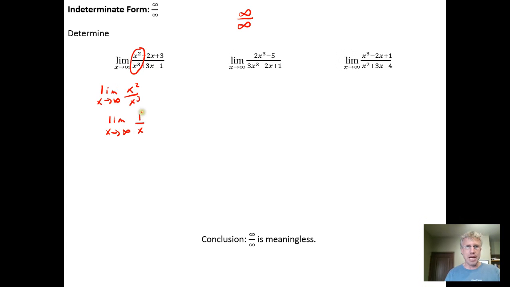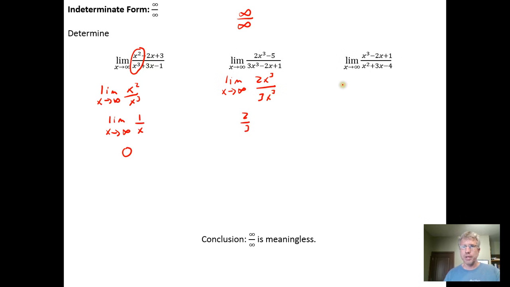And now we have a constant numerator with the denominator that's getting infinitely large, so 1 over something infinitely large is just going to be 0. Here, the limit that we have will simplify to the limit as x goes to infinity of 2x cubed, the largest degree term in the numerator, divided by the largest degree term in the denominator. And x cubed over x cubed is just going to equal 1, so this simplifies to 2/3.